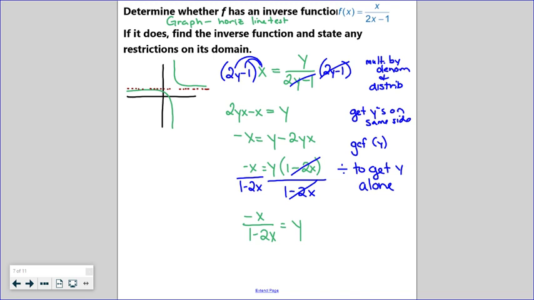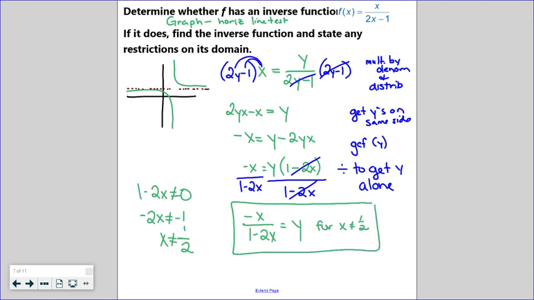Always with these problems, any problem we ever do, I check to say, is it a fraction, is it a radical in the bottom of my fraction? This is a fraction, and so we would use our domain restriction for a fraction, and that says that 1 minus 2x cannot equal 0. Our denominator cannot equal 0. Solve for x. X cannot equal 1/2. So this is our inverse function as long as x does not equal 1/2.